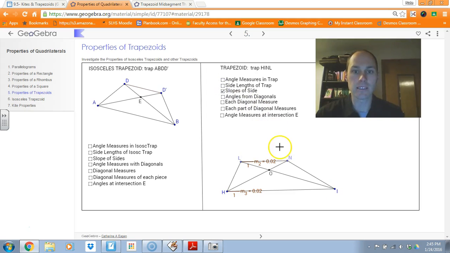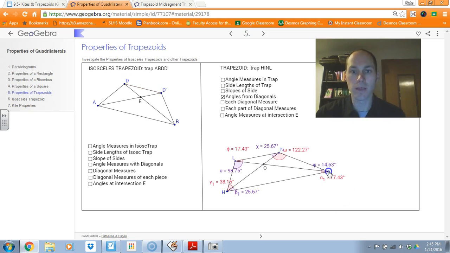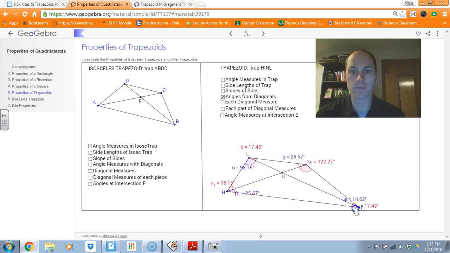Slopes of sides. I see these two sides have the same slope. Remember, if sides have the same slope, they're parallel, so a pair of parallel sides. Let's see, angles from the diagonals. I see that this one is the same, but these aren't, so there's maybe no connection there.